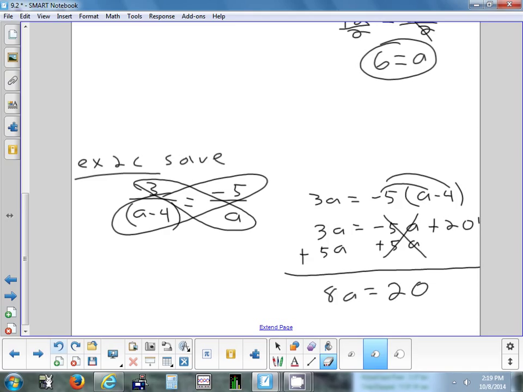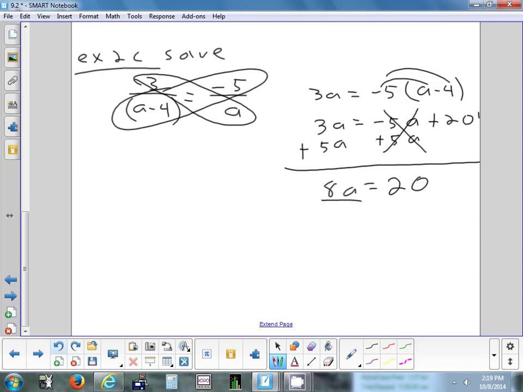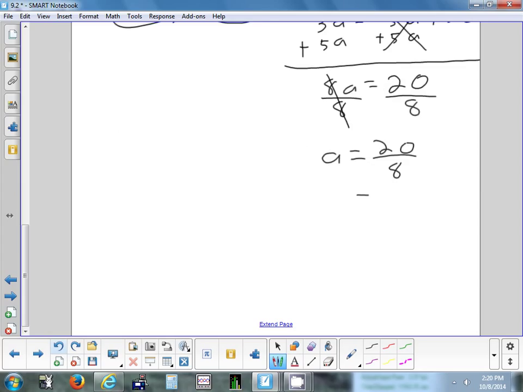You divide by 8. Divide by 8, and then you get that simplified. So A equals 20 over 8, but then we simplify. Which can simplify to what? 5 over 2. Okay. 5 over 2. So I had somebody say 10 over 4, that's correct. Then you go one more step, 5 over 2.